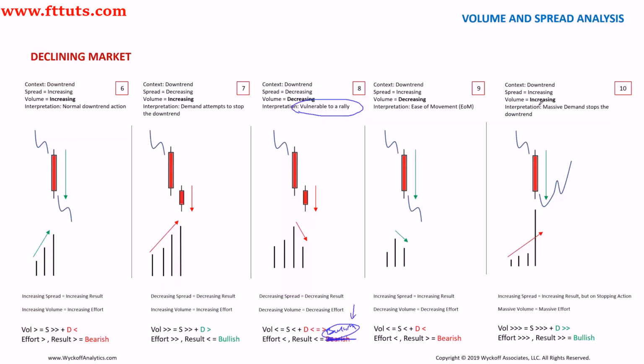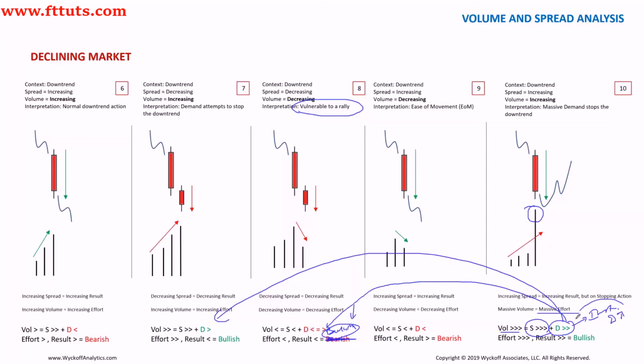Okay, so ease of movement, and then the last one is the climactic one, right? Selling climax with the massive volume signature, massive effort behind it. Supply is increasing a lot because of the panicky selling by weak hands, but demand is increasing at a much faster rate than anything that we've seen before. So therefore, we're concluding that this is an institutional demand, and therefore it's bullish.